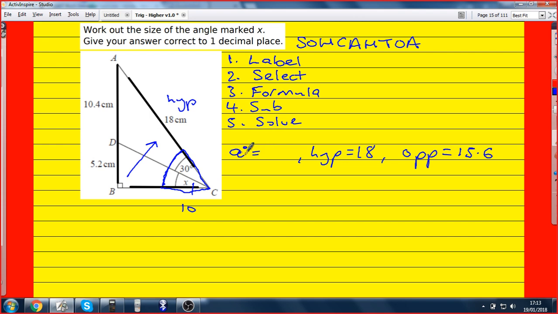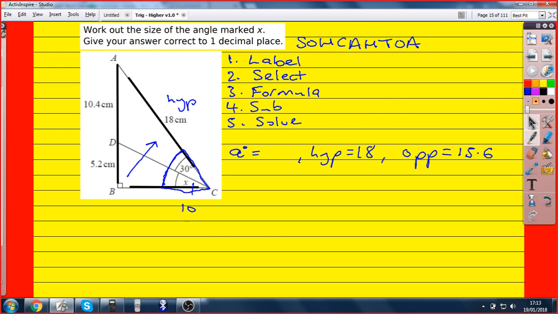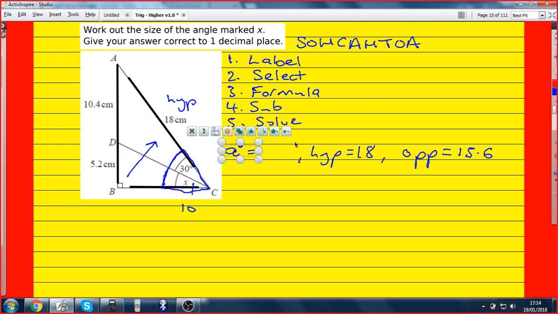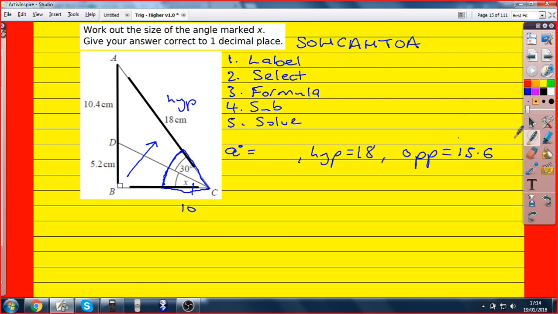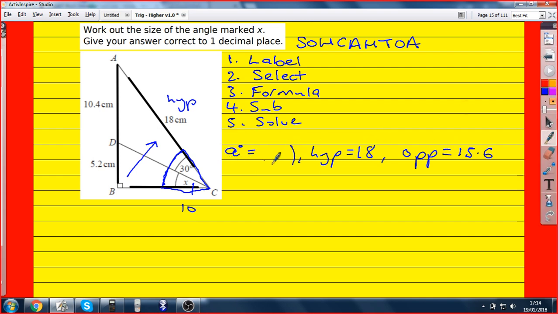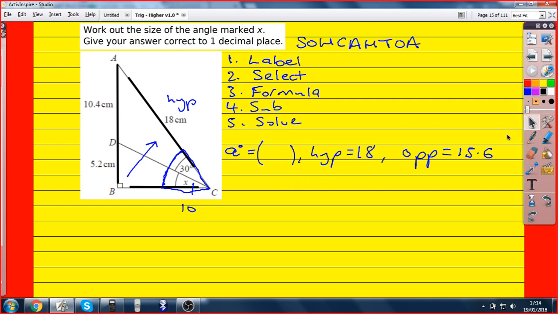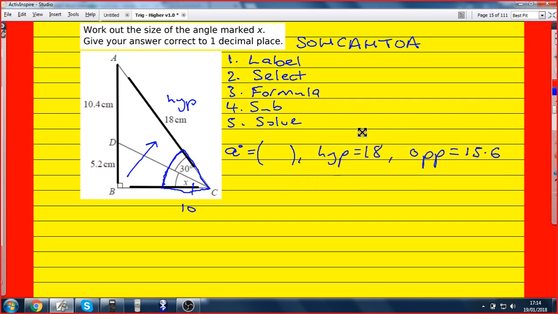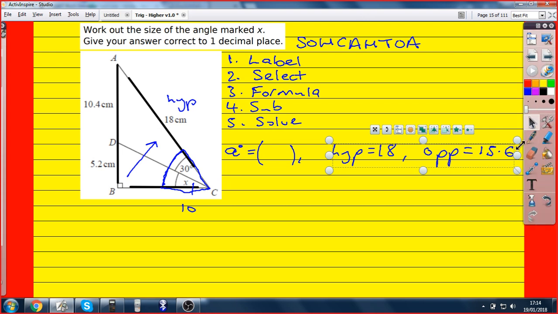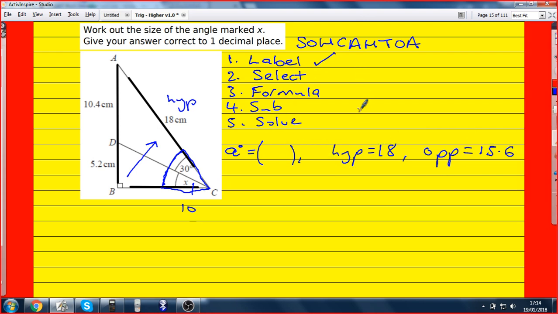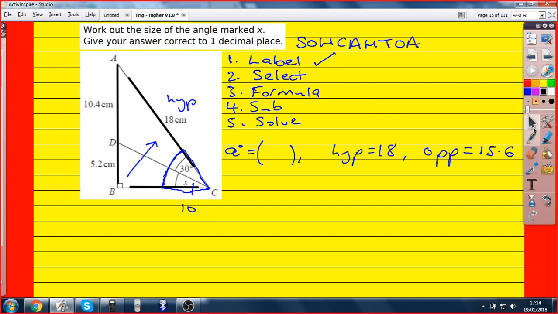Yeah, and so what could we write? So it's basically whatever x is plus 30. So what expression could we write for the angle, in terms of algebra? C. Okay, we'll call it C. Okay, so we've labeled our triangle. We now have to select sine, cos, or tan.